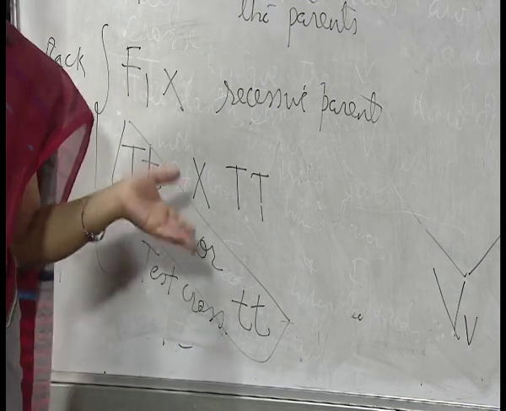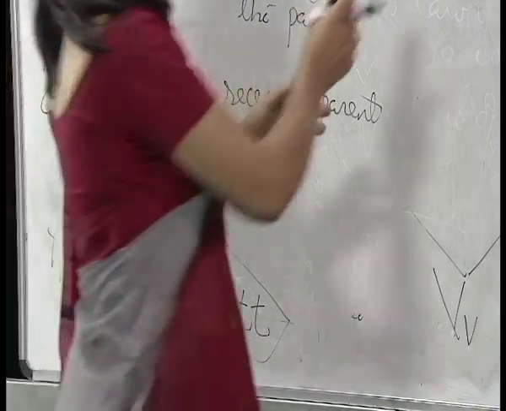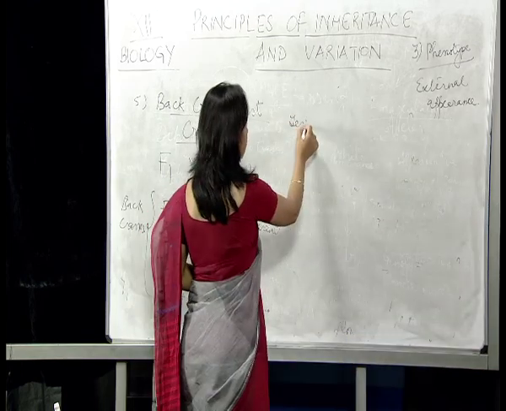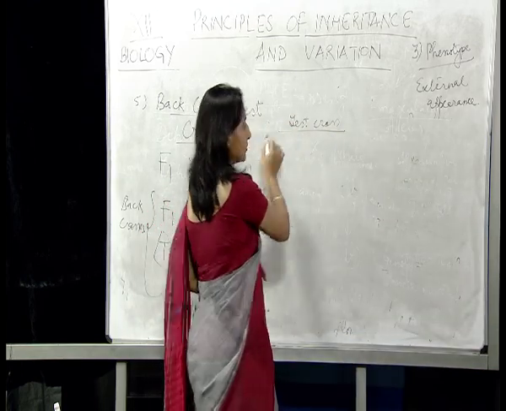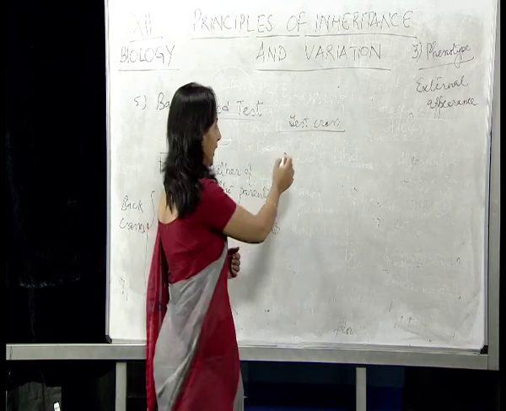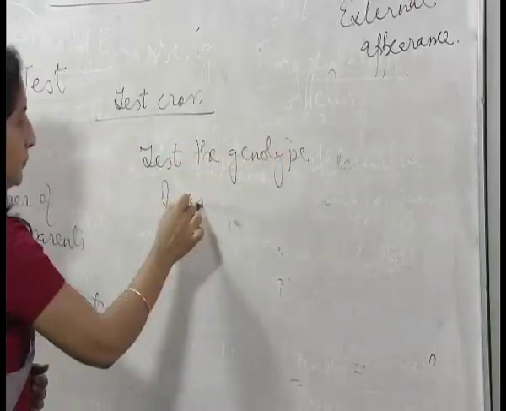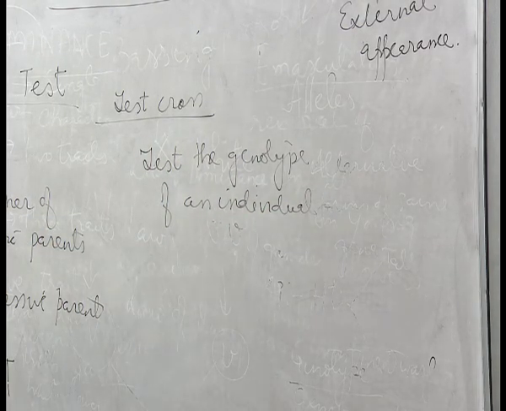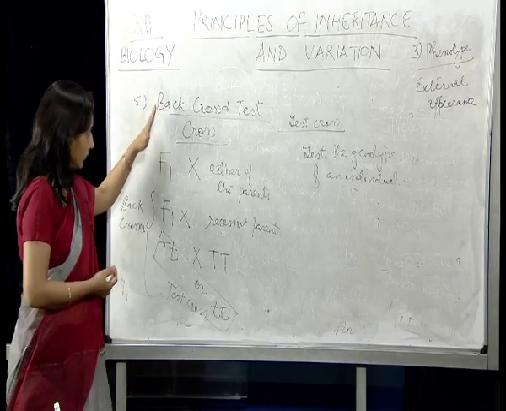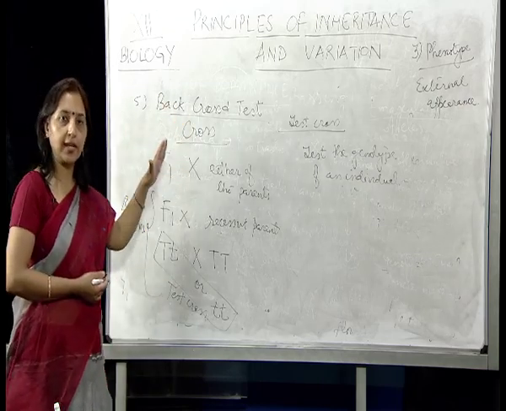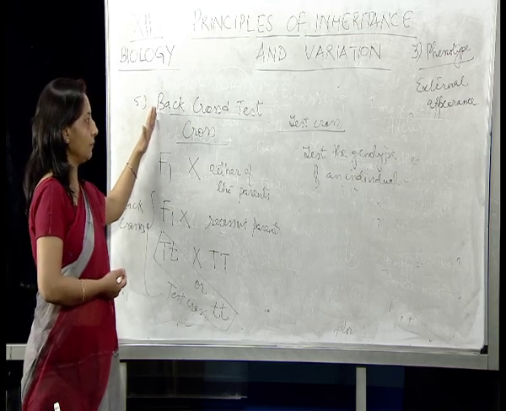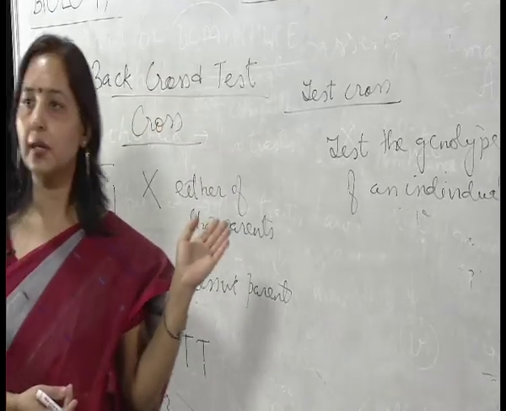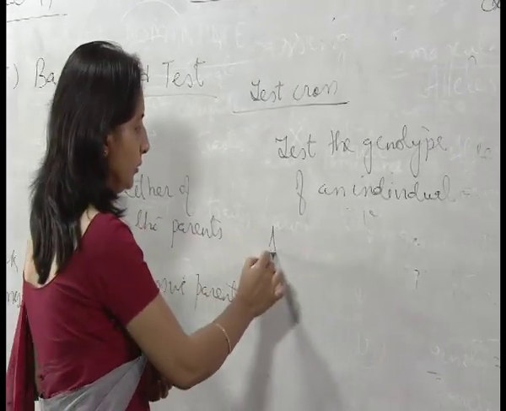Now the question arises, why is it called a test cross? What is the reason behind calling it a test cross? Test cross is called so because it is used to test the genotype of an individual. I'll explain this with the help of one example just now. Before that, I would like to make one statement. After reading about back cross and test cross, can we simply say that all back crosses are not test crosses, but all test crosses are back crosses? So this statement is very important.